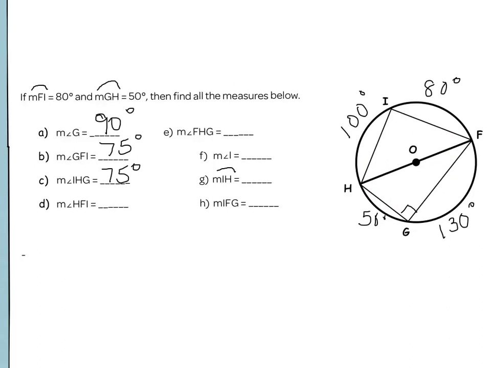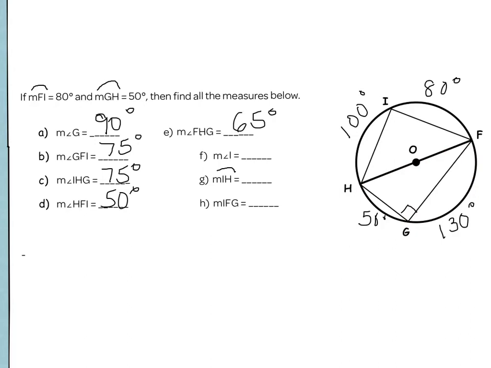Next, we've got the measure of angle HFI, and there I'm going across it. And we see that that's connected to arc IH. We know the arc is 100, the angle has to be half, so we know the answer should be 50. If we swing over to find the measure of FHG, so here's FHG, that angle, we see that that's connected to arc FG, which is 130, so this has to be 65 because it is half.